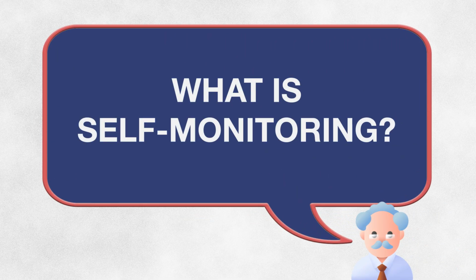Self-monitoring is when a person watches their own behavior and keeps track of it. This can be done by writing it down, making tally marks, or filling out a chart. It's also called self-recording or self-observation. People often use it to help change personal habits or improve behavior at school, home, or in therapy.